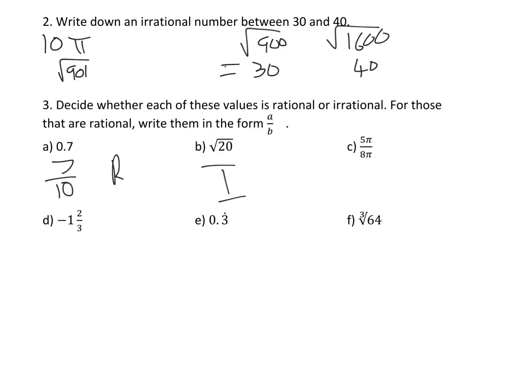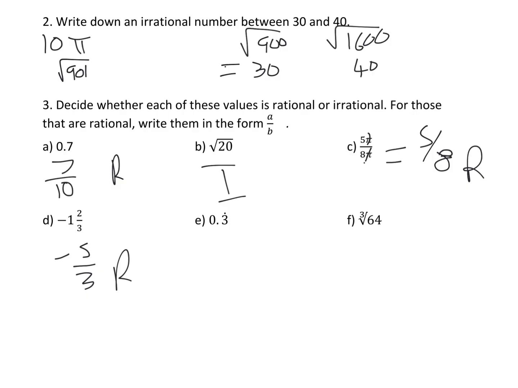Now this one here on face value looks irrational, got pi's in there. But if you divide the top by pi, divide the bottom by pi, you're left with 5/8. 5 over 8 is a fraction, where the numerator and denominator are integers. So that is actually rational. Here we've got a negative number, but negatives don't affect whether something is irrational or not. That is minus 5/3. That is rational.